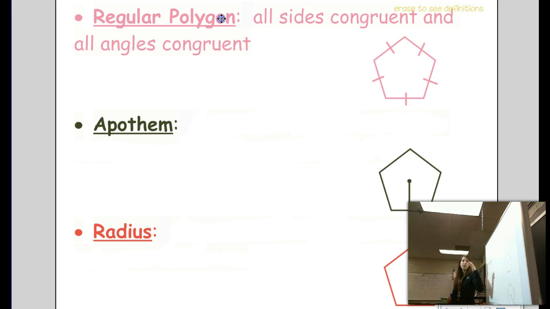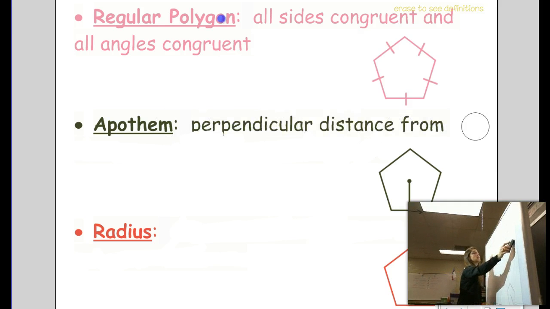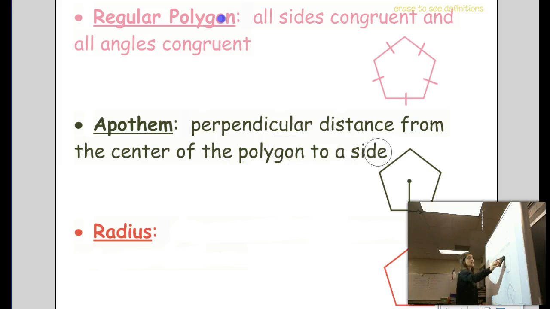It is a segment that goes from the center to a side. End of story. And it is perpendicular, by the way. The apothem: the segment from a center to a side. And it is perpendicular. That is important. It can't go diagonally. It has to hit the side at a 90-degree angle. Apothem: segment from center to side. It's not a radius. It's different than a radius.